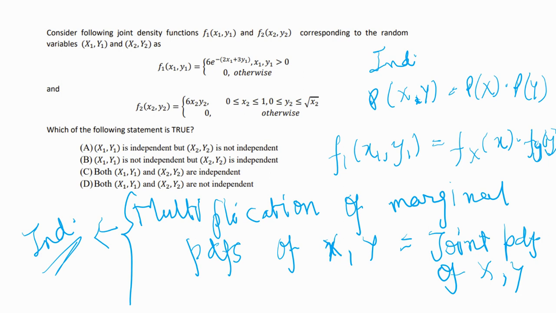So all we need to do in this question is find the joint PDF and the marginal PDFs of x and y, firstly for f1, and then see whether x1 and y1 are independent or not. Then we will do the same procedure for the next joint PDF, f2, and see whether those are independent or not.